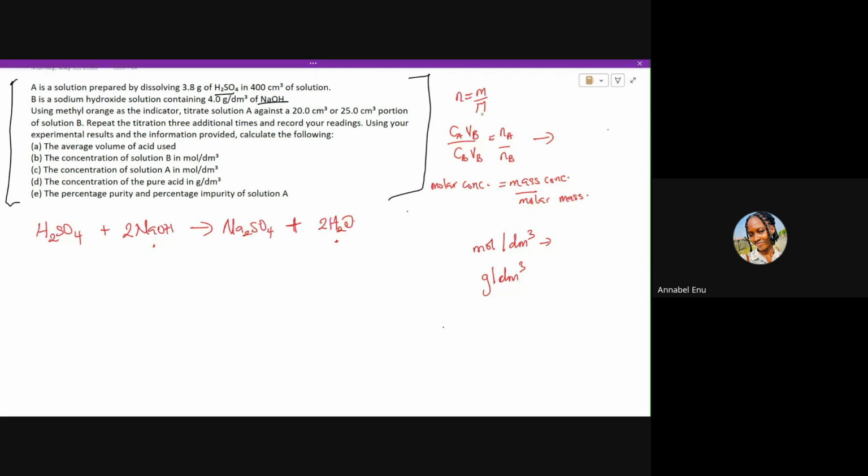so this concentration here in this first formula, concentration of acid, concentration of base, is usually when concentration is mole per dm cube.